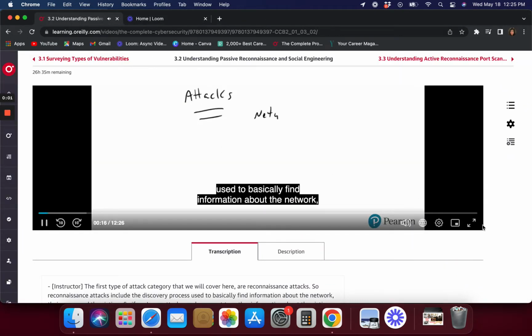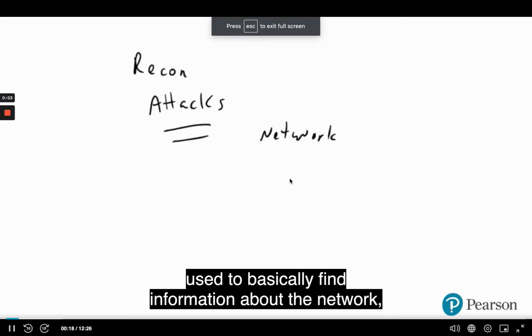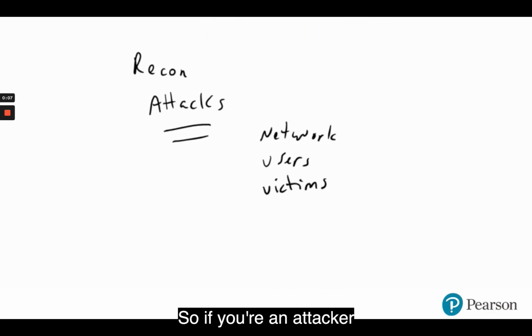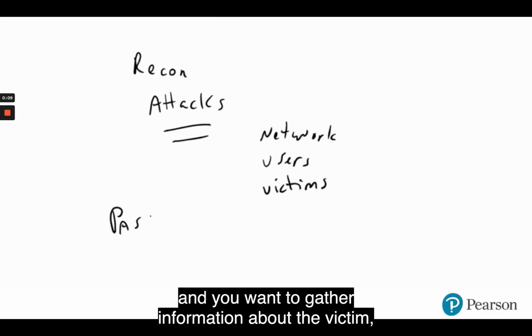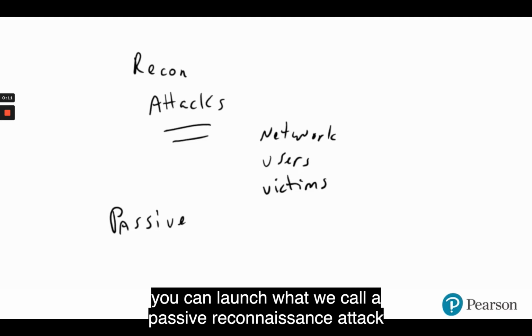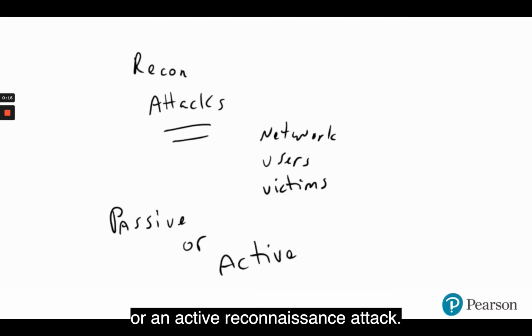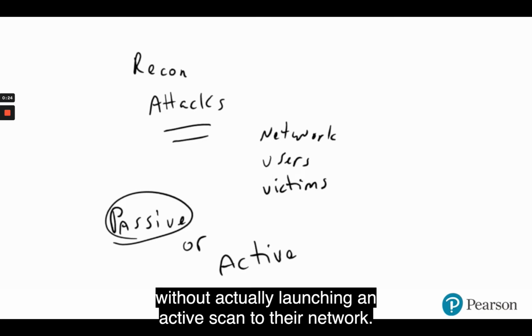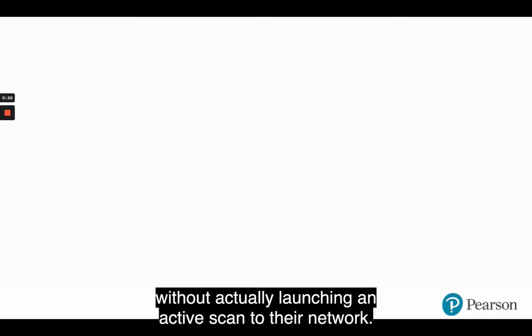Reconnaissance is the process used to basically find information about the network, their users, and the victims. So if you're an attacker and you want to gather information about the victim, you can launch what we call a passive reconnaissance attack or an active reconnaissance attack. In a passive reconnaissance attack, the threat actor investigates the victim without actually launching an active scan to their network.